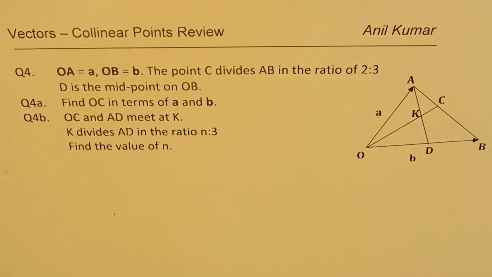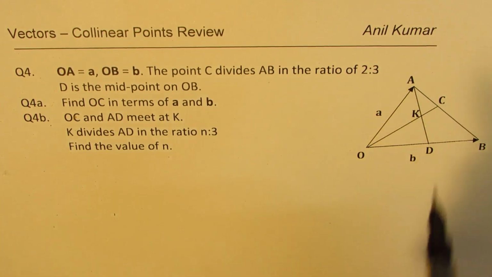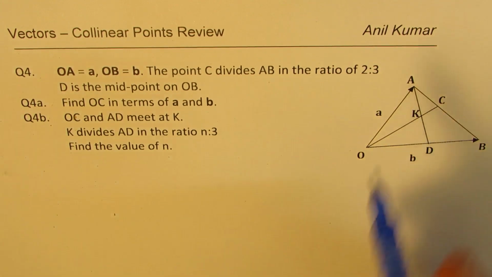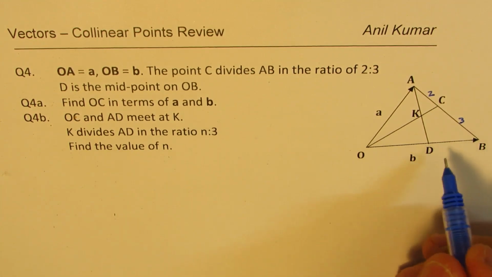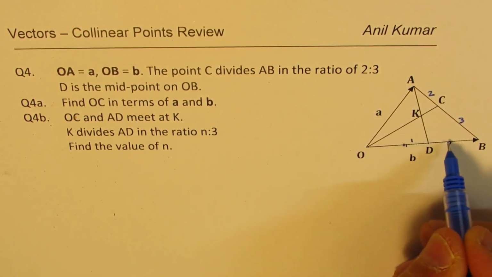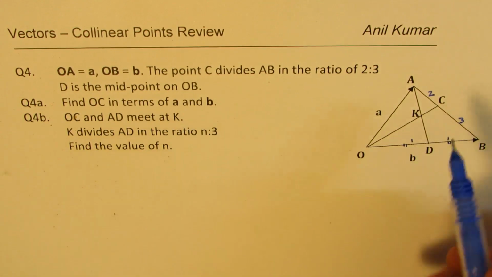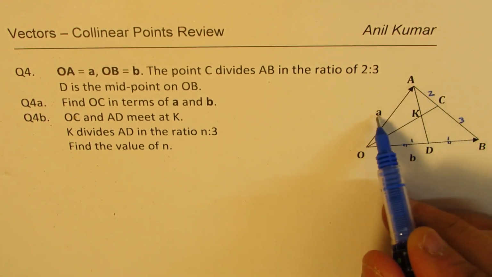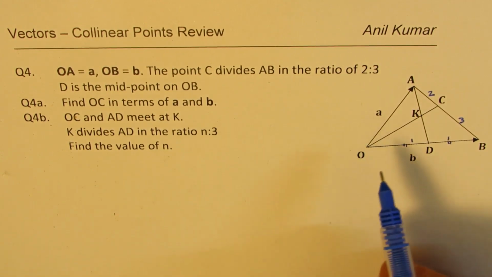Now with a fresh mind, let us see how to answer the two major questions here, which are question number 4 and 5. Question number 4 is, OA equals vector A, OB is vector B. The point C divides AB in the ratio of 2:3, right? So let me write down 2:3, 2, and this is 3. D is the midpoint of AB, so this is the midpoint, ratio will be 1 and 1. Find OC in terms of A and B. So we have to find O to C in terms of the vectors A and B, that's one part. Part B is, OC and AD meet at K.